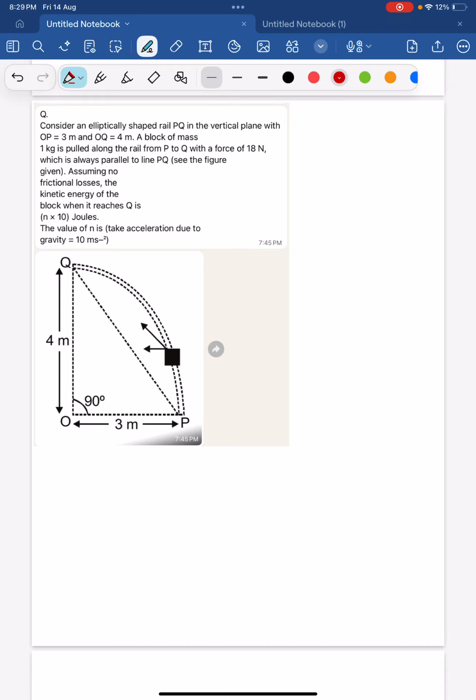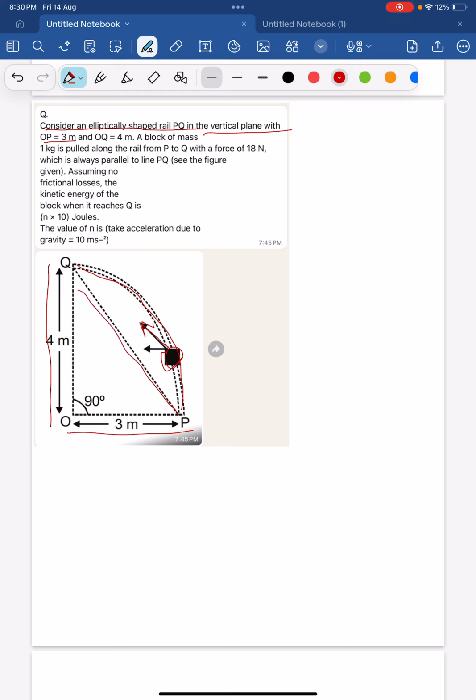This is the question. Consider an elliptical shaped rail PQ. This rail is elliptical PQ in the vertical plane with OP is 3 meter, and QO is 4 meter. This block of mass 1 kg is pulled along the rail from P to Q with a force of 18 Newton, which is always parallel to the PQ. Yes, force is always parallel to this line PQ.